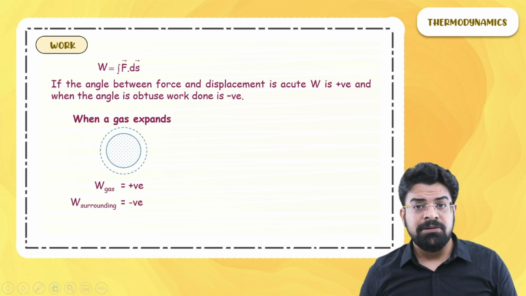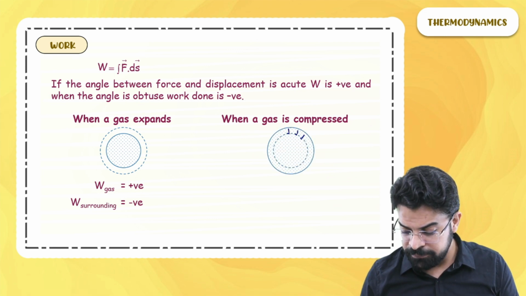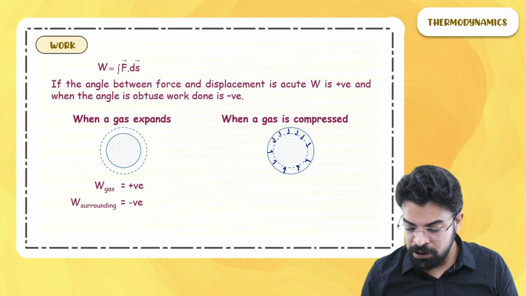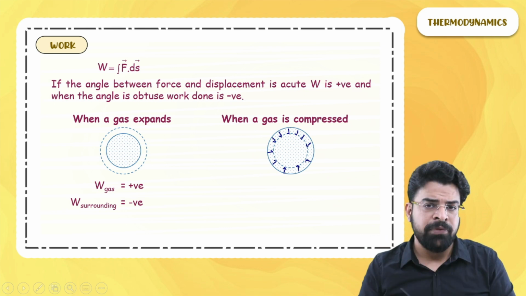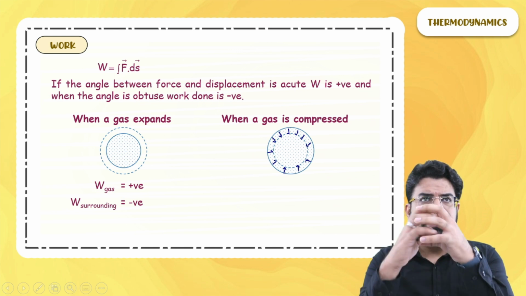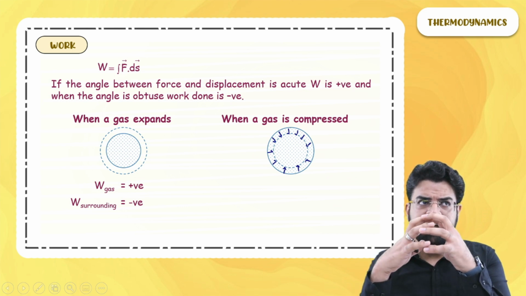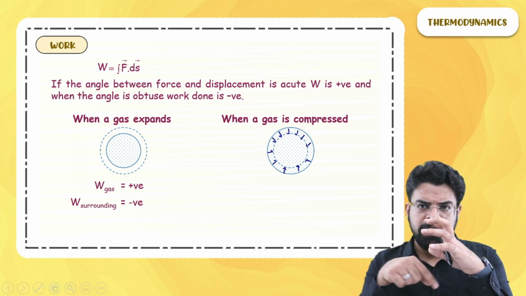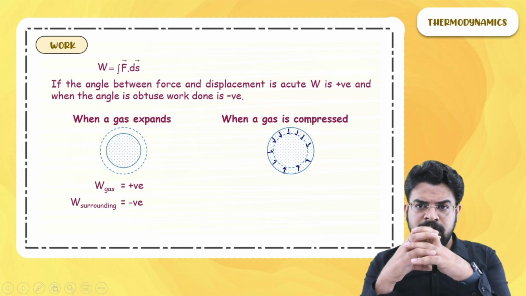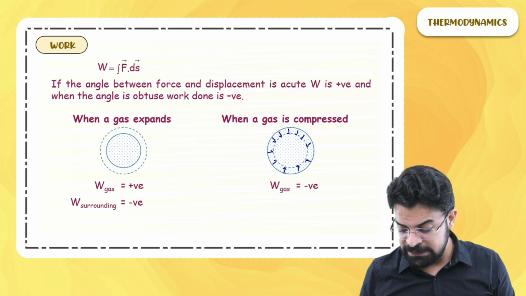So work done by the gas is positive when the gas expands, and work done by the surrounding on the gas is negative. Similarly, when a gas compresses, the molecules of the gas move radially inward. Now, what will be the sign of work done by the gas? What will be the sign of work done by the surrounding? The gas exerts force on the surrounding radially outward, and the gas molecules are moving radially inward. So the force by the gas molecules is radially outward while their displacement is radially inward. So the sign of the work done by the gas is negative.